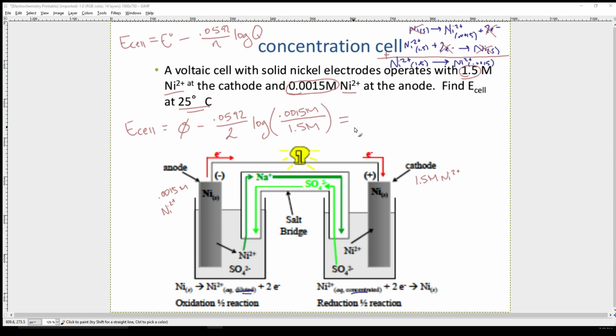All right, so you plug this all in, and you should end up with positive 0.089 volts. So, is this thermodynamically favored or not? This is a thermodynamically favored process. That means it happens spontaneously, and I know that because it's positive.